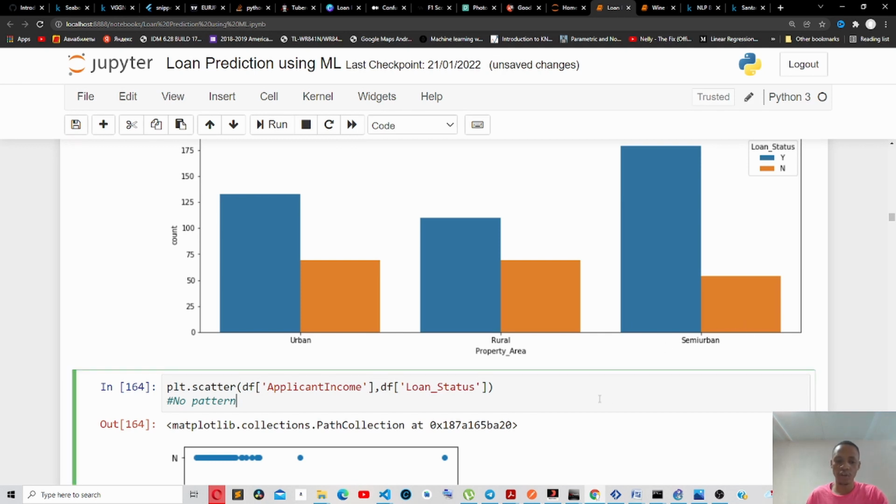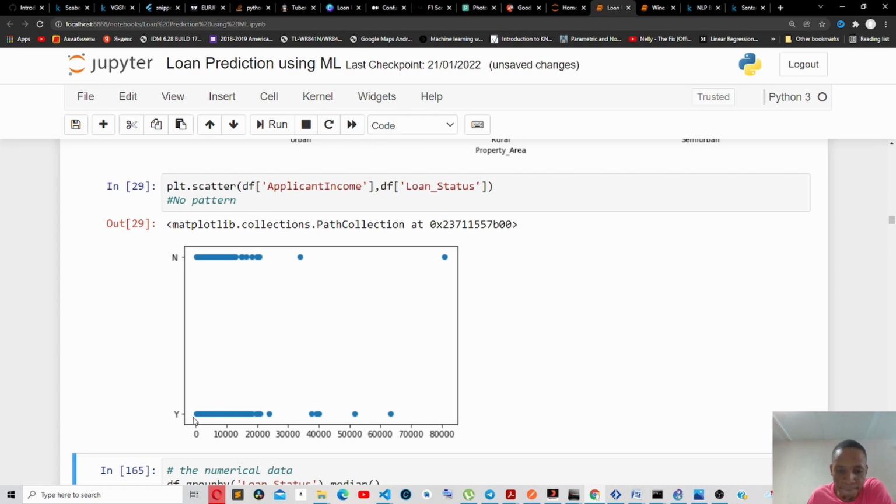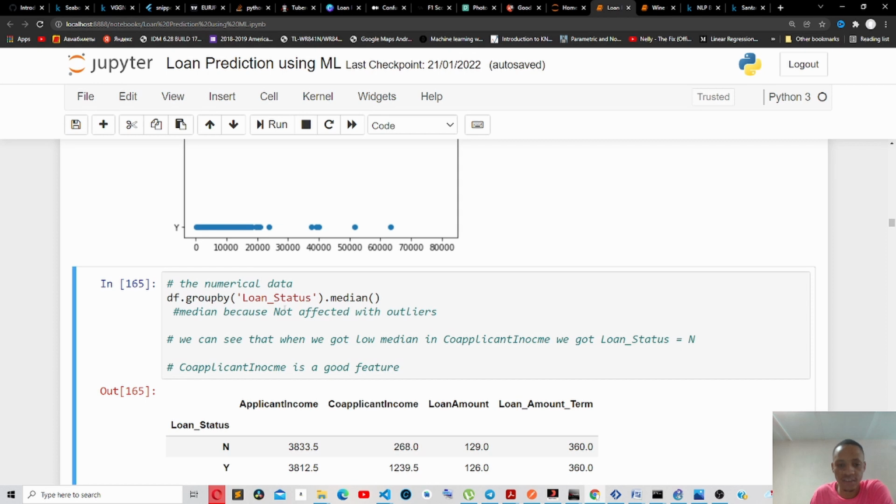So the next thing that we are going to do is plot a scatter plot of the applicant income and the loan status, right? As you can see, most people that are given loans, their income is more likely to be between 0 and 20,000. That's where this blue is dense as compared to others. And also, you can see people from 0 to 20,000 are also likely to be declined a loan, right?